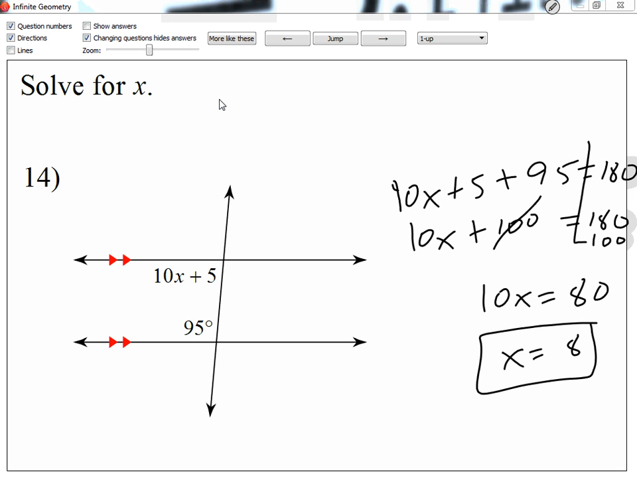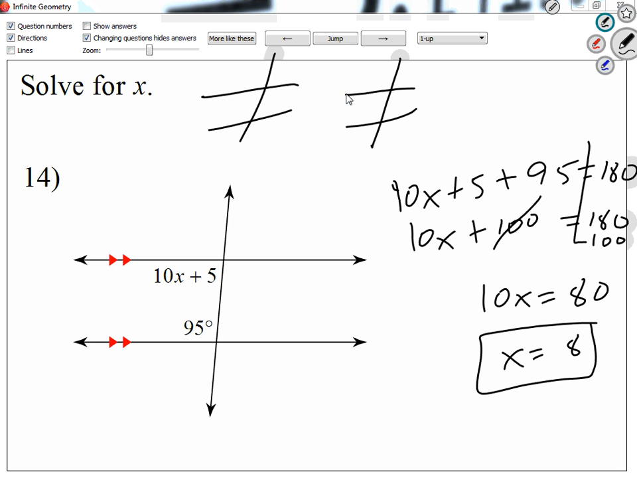Go ahead, ladies, go ahead. Makes more sense now? Yeah.